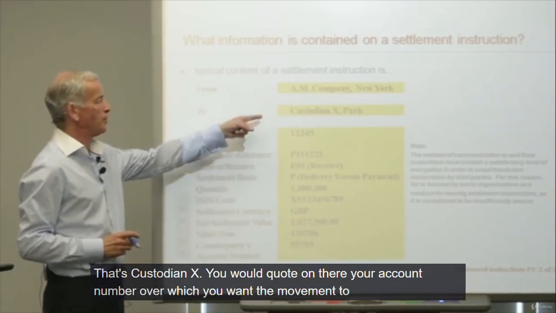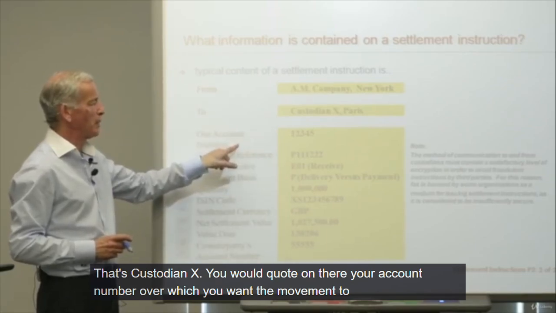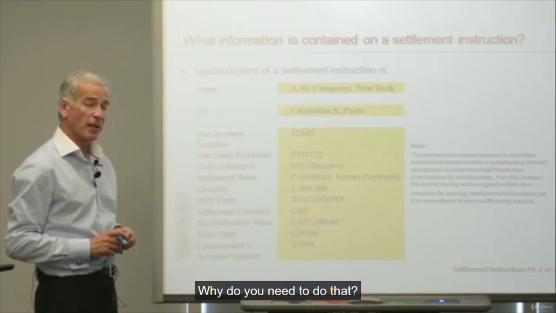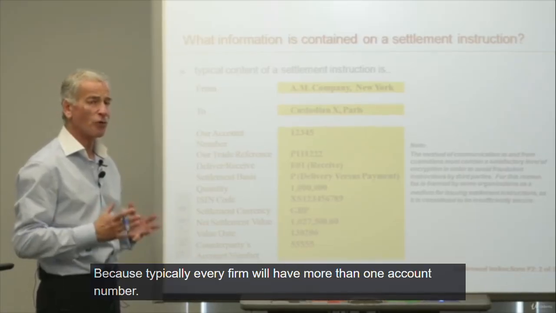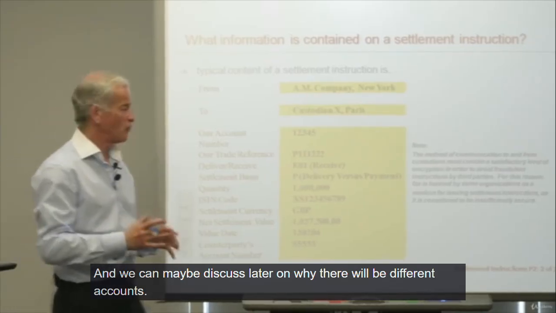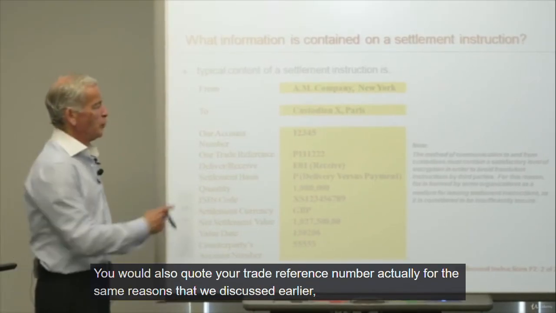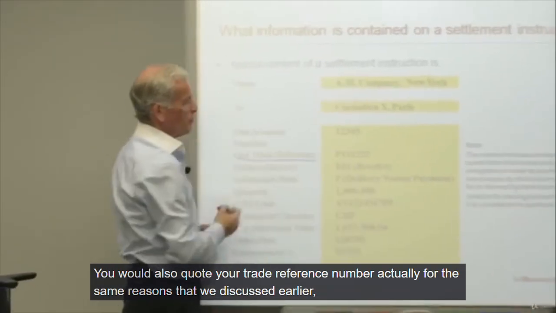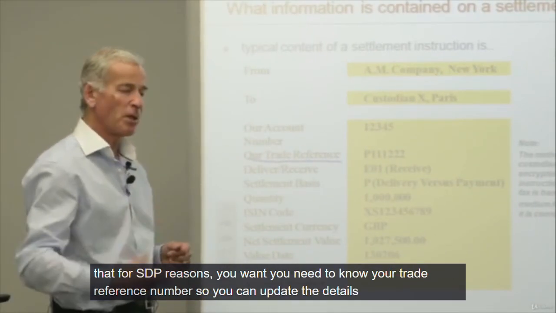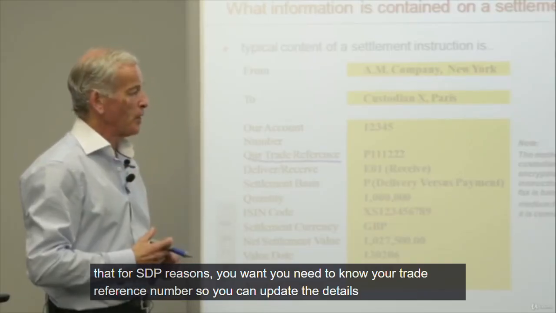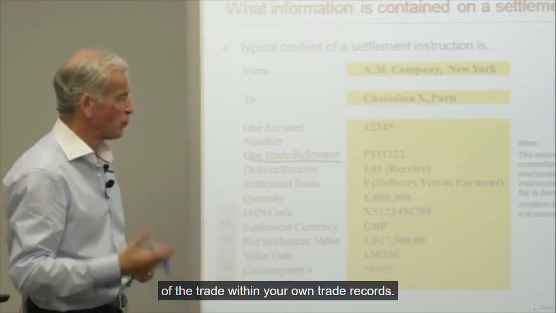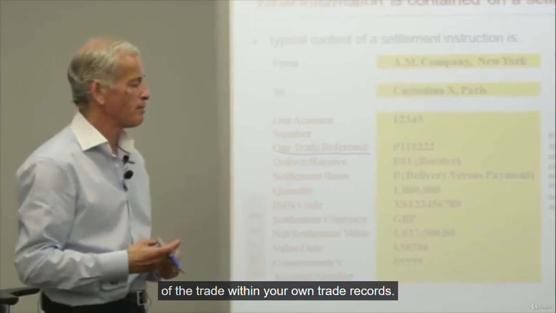You would quote on there your account number over which you want the movement to occur. Why do you need to do that? Because typically every firm will have more than one account number, and we can maybe discuss later on why there will be different accounts. You would also quote your trade reference number, actually for the same reasons that we discussed earlier, that for STP reasons you need to know your trade reference number so you can update the details of the trade within your own trade records.